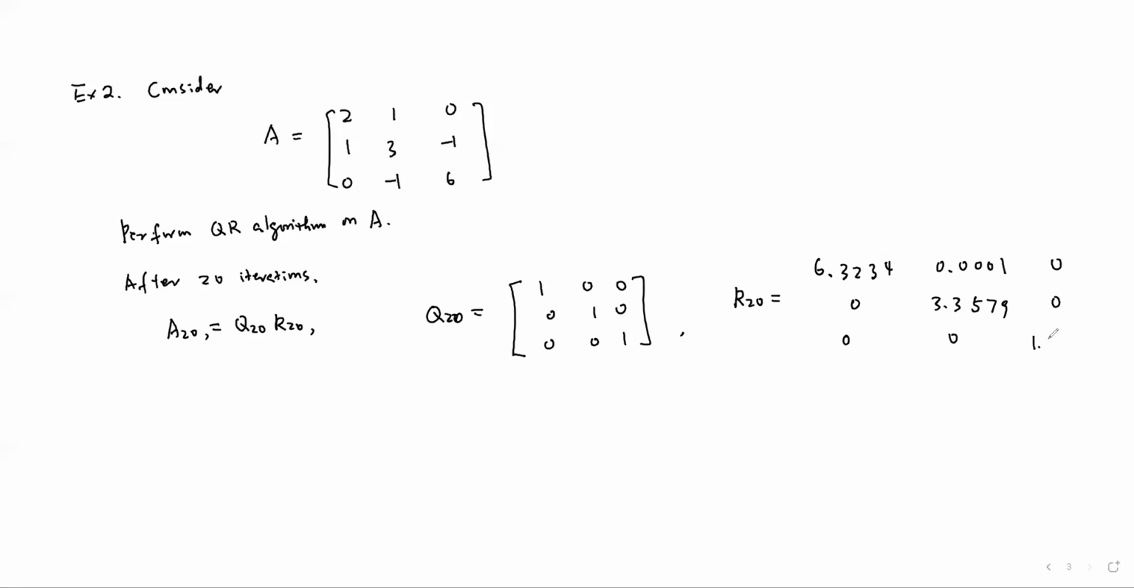If this entry is 0, then it is diagonal. But this entry is now very small, so it is almost diagonal. After 20 iterations, we get this, and also we get S20. By definition, it is Q0, Q1 times Q20. This S is 0.0710.